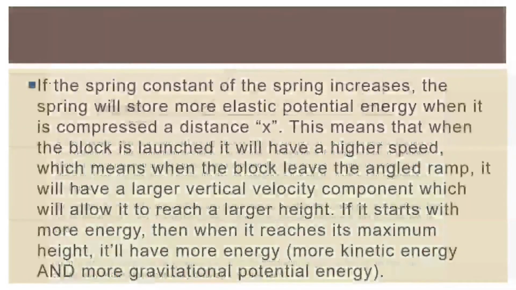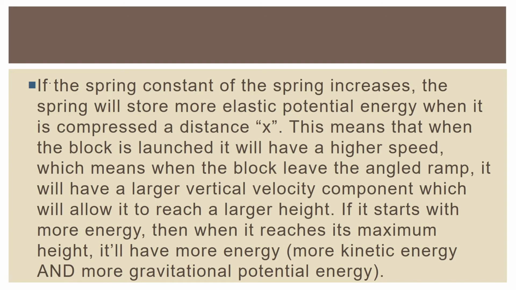And so what I wrote for this question is, if the spring constant of the spring increases, the spring will store more elastic potential energy when it is compressed a distance x. This means that when the block is launched, it will have a higher speed, which means when the block leaves the angled ramp, it will have a larger vertical velocity component, which will allow it to reach a larger height. If it starts with more energy, then when it reaches its maximum height, it'll have more energy, and that would be both kinetic energy and gravitational potential energy. And so if the spring has a larger spring constant, it will reach a larger height.